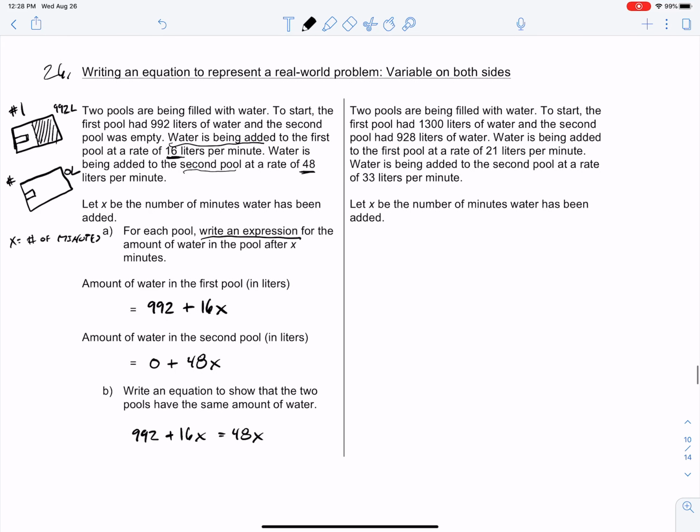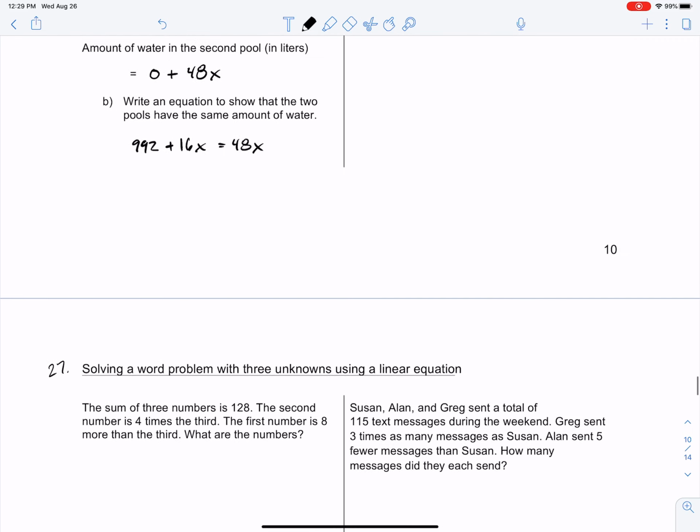Go ahead and try the one on the right on your own and move on to number 27.